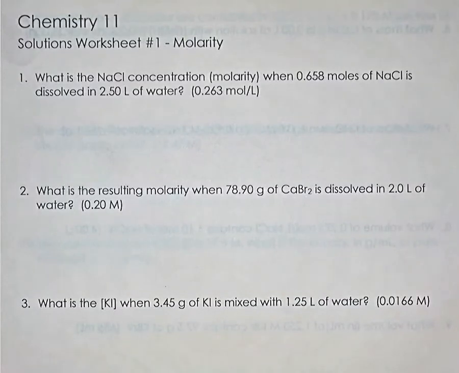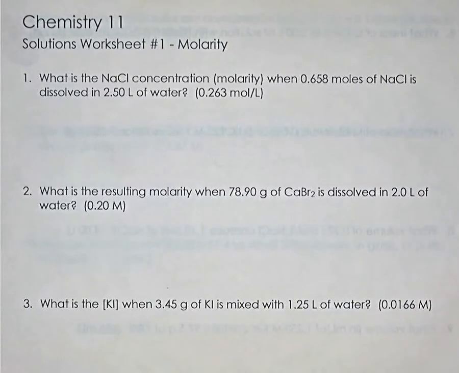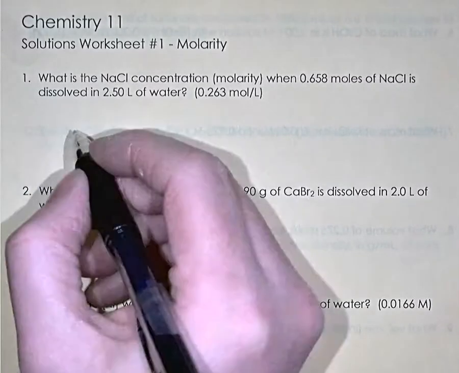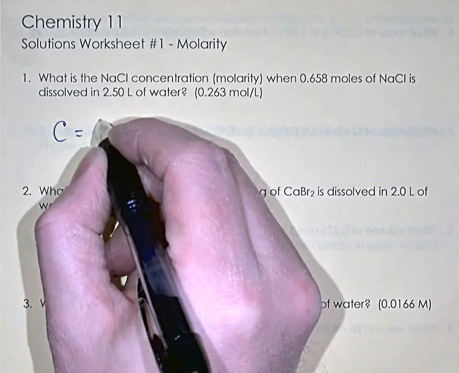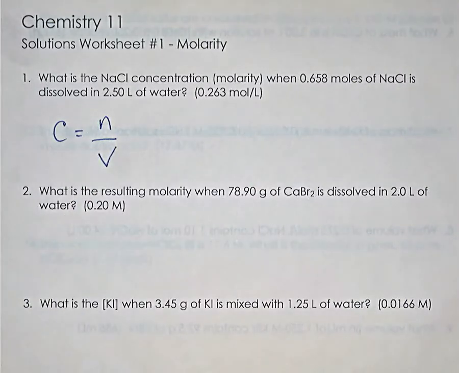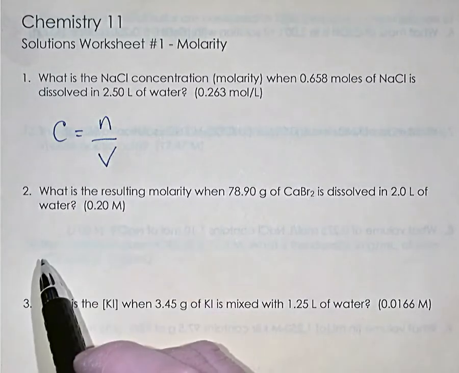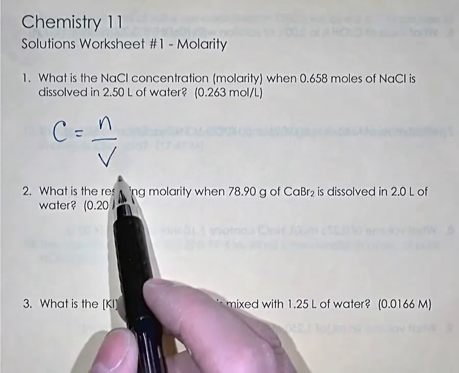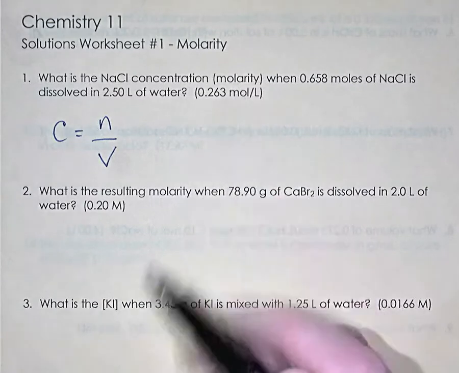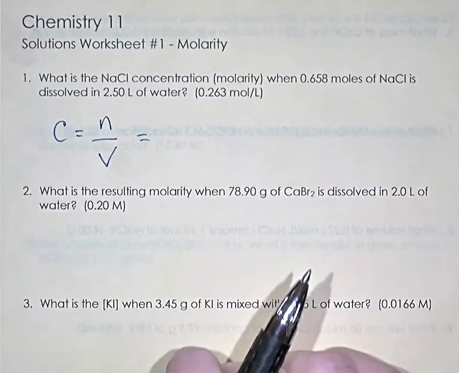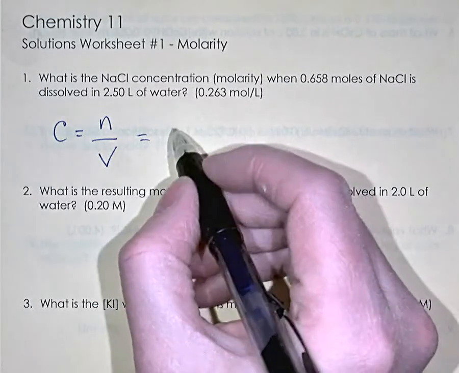sodium chloride is dissolved in 2.50 liters of water? This is about as easy of a question as you can find. We have a formula for concentration. Concentration is moles divided by volume, or C equals n over V. The volume in this formula has to be in liters, and then we'll get a unit of moles per liter, which is called molarity. So in this question, we know the moles of salt, we know the volume of the solution, so we're going to divide those.